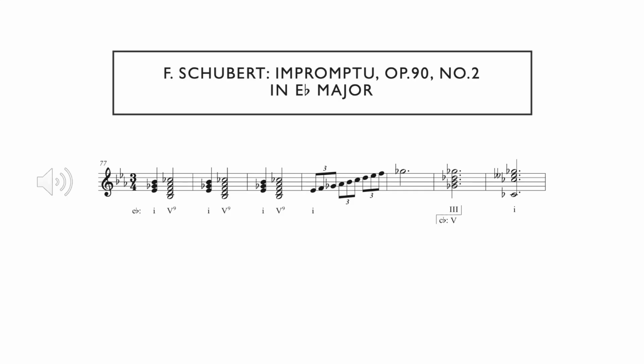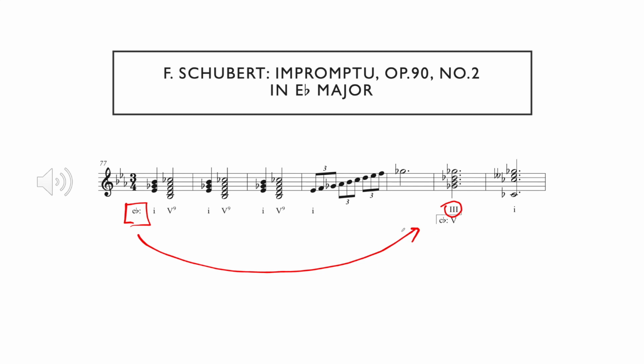Let's remember this example. That was the example I showed in my first lecture on modulation. Let's listen to it. So the key is E flat minor. The initial key is E flat minor until that point. And here happens a modulation.